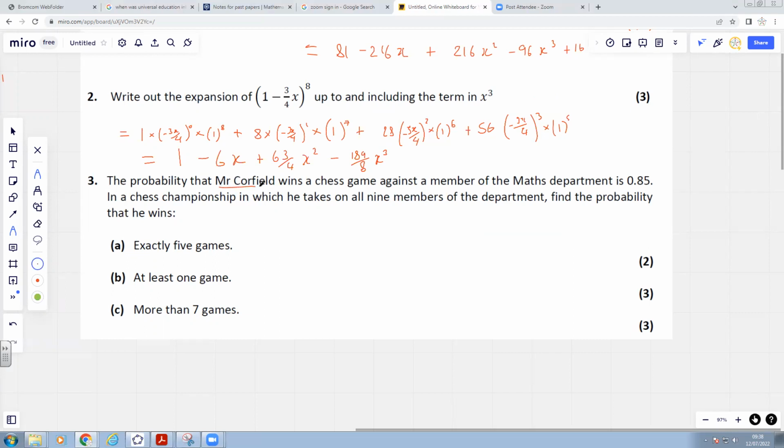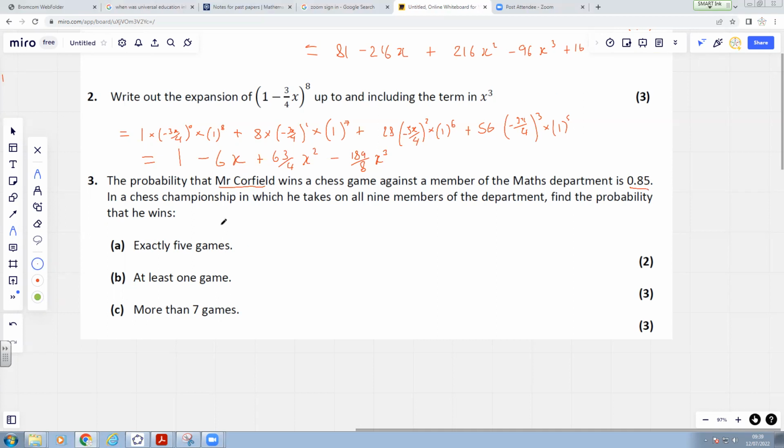Okay, the question about Mr. Caulfield playing chess. Now, I can tell you that he used to work here and he was actually an international master, so he probably had a slightly higher probability of winning than that, to be fair to him. So there we go. But he's taken on all 9 members of the department, and apparently some of us are beating him. Good.